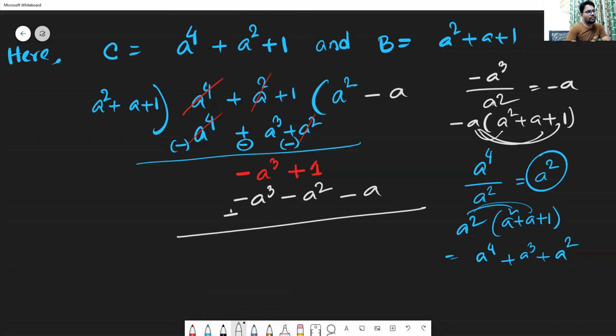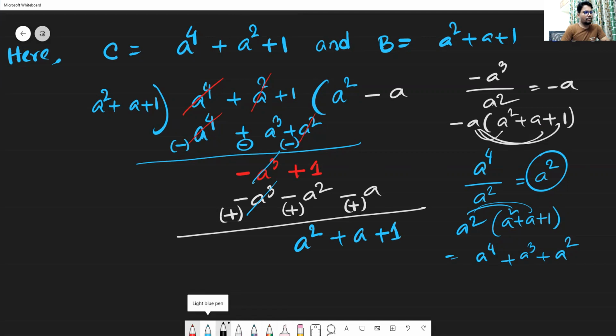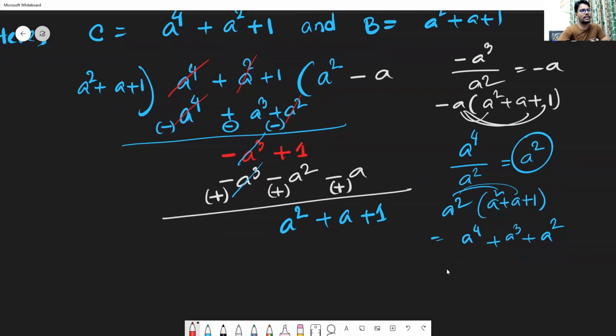Minus a multiply 1, there is minus a. So now do the subtraction here. This is plus, this one will be plus, this one is plus. Now eliminate minus a cube and plus a cube. There is plus a square and there is plus a, and from the upper side there is remaining plus 1. So now this up to this is done. So here what we see, the first term here is a square, and the first term is also a square. In the divisor there is 1. So now write here simply plus 1.